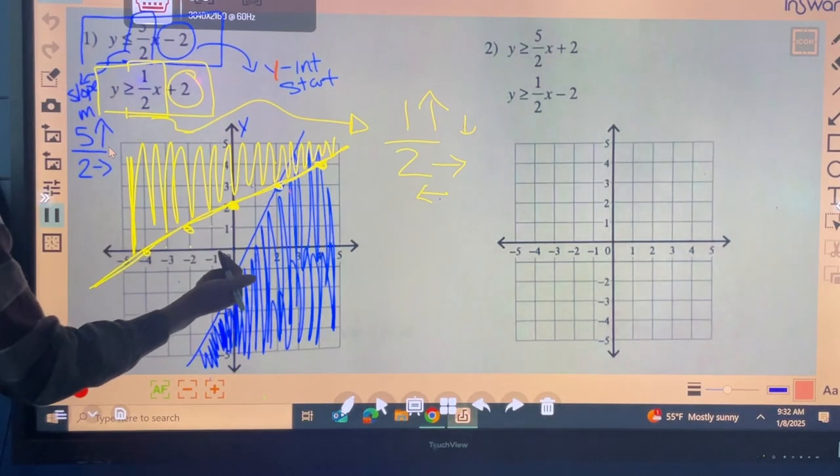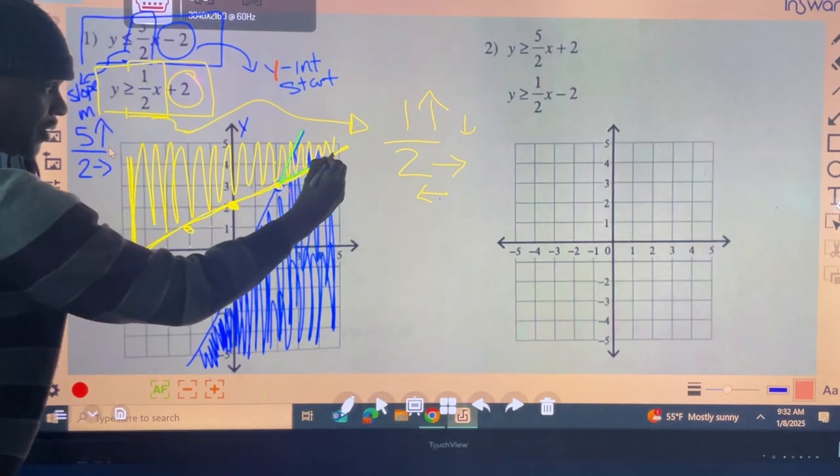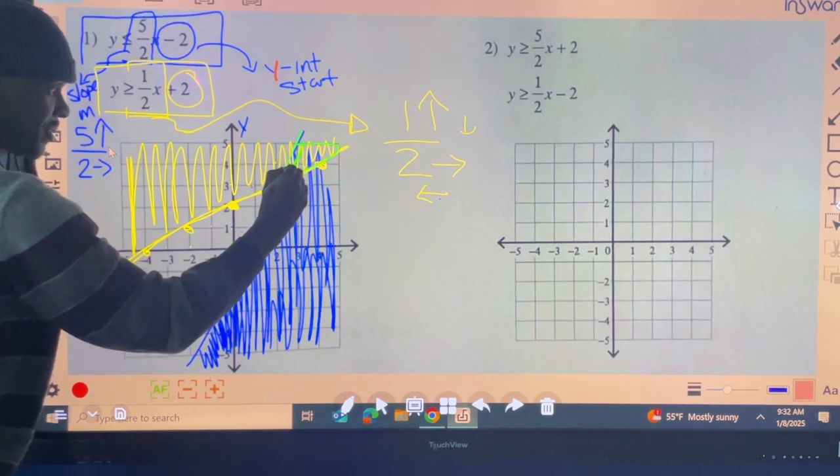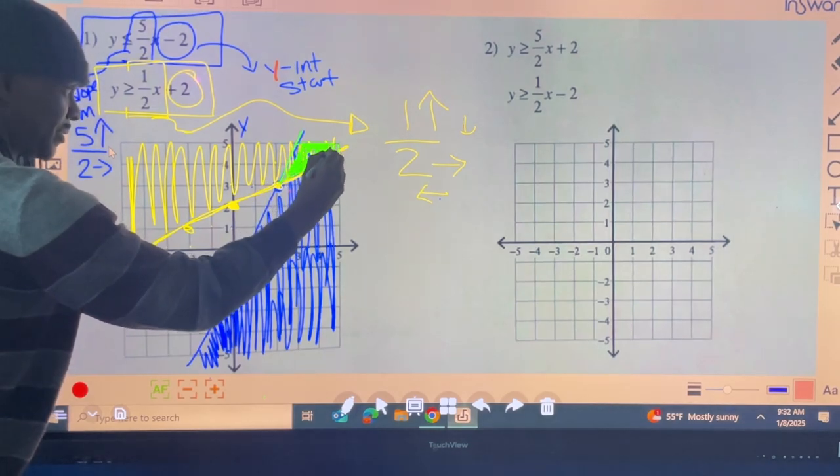So, where do they both overlap? If you see, your answer is right here. This is your answer. Just this area. So you just color it. That's it. That's the answer.